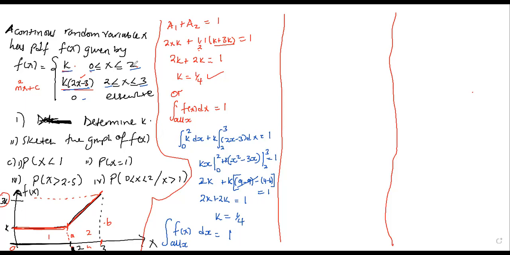So I've done two things here. I've sketched the graph, and at the same time, I have found the value of k. But if you wanted to have it in terms of no k, then the graph would have been sketched like this.